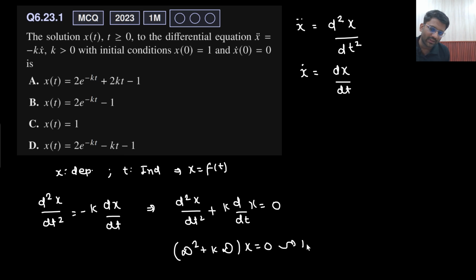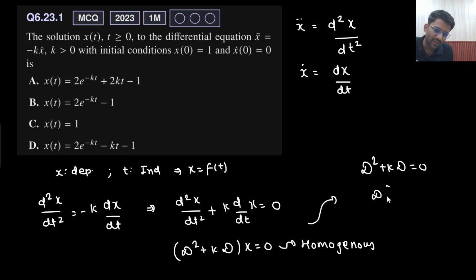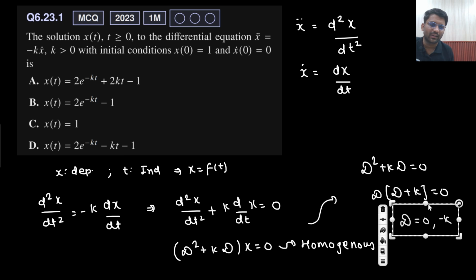What case is it? Homogeneous. Since it is homogeneous, a higher order homogeneous equation, what will you do? So I can see that d square plus kd equals 0. So from here, d into d plus k equals 0. What is the value of d you are getting? 0 comma minus k. This is the value of d you are getting, right?